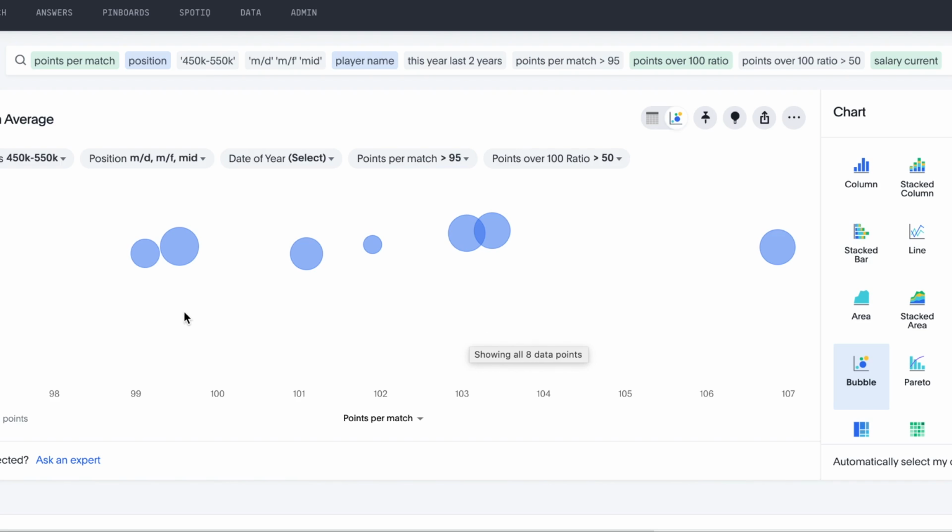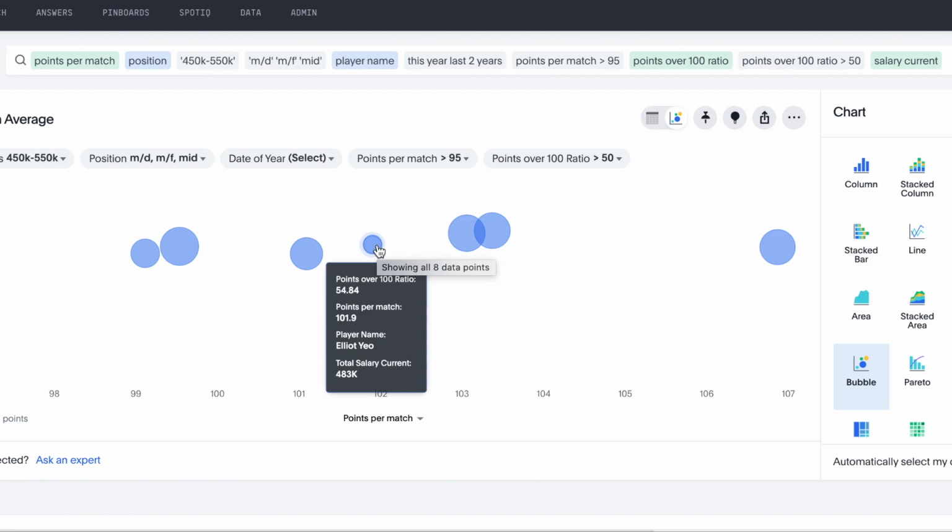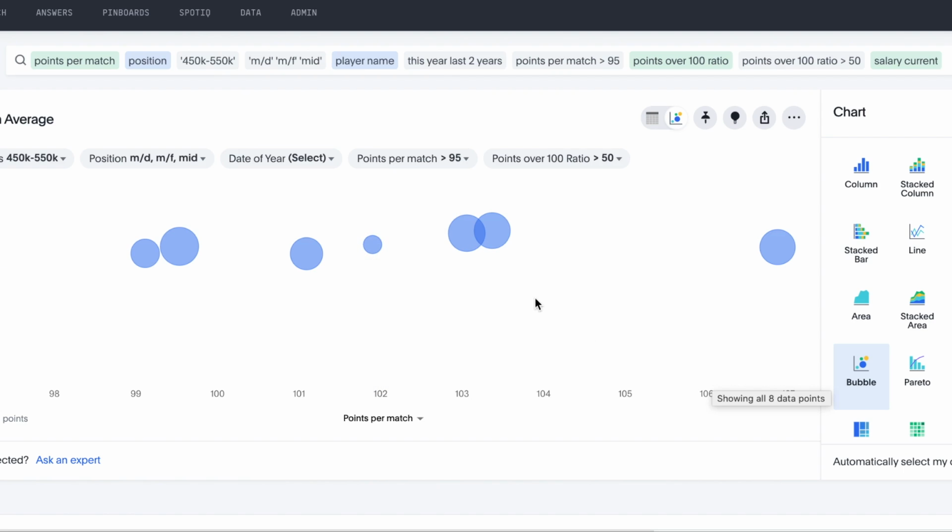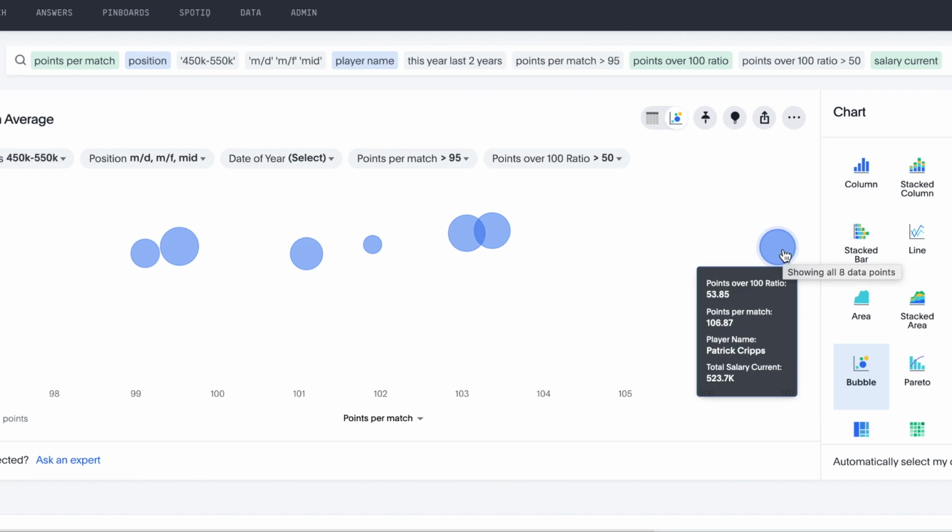Of these players, the cheapest player in this bracket is Tim Taranto at 450k. So this is actually under the price of Matt Rowell as well. The other one that could be of interest under the price of Matty Rowell's 483 is Elliot Yeo. Where the other players, especially the points per match is much higher, is Patrick Cripps at 523.